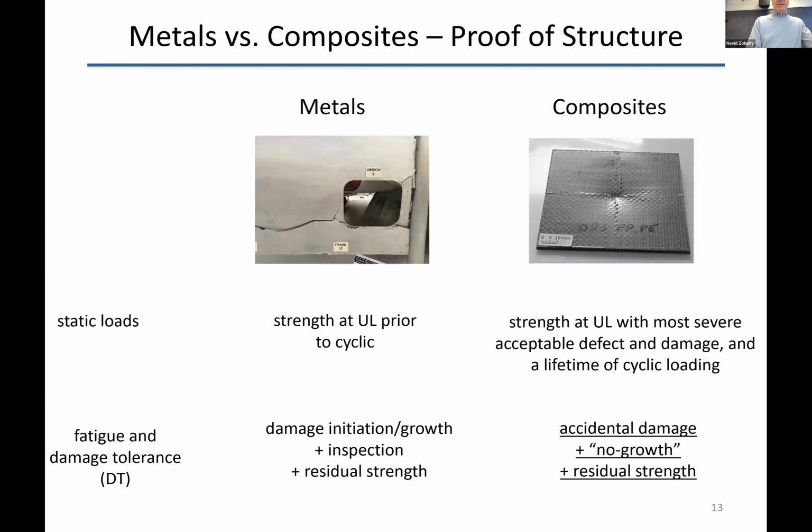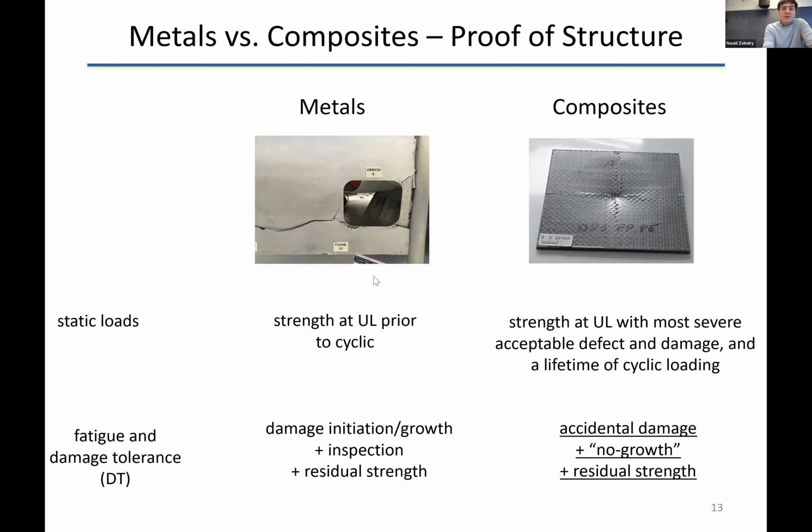Okay, so I've summarized this here, but this is basically what we discussed now. You have a metallic structure, you have a composite structure. Under a static load, you have to show that the strength at ultimate load has a 1.5 safety factor. The metallic structure can survive that without going through fatigue. If you take it through fatigue, its strength drops. Without taking it through fatigue, it can survive 1.5. For composites, you have to show that it can survive 1.5 times with the most severe acceptable defect and damage from manufacturing and a lifetime of cyclic load. It can still survive 1.5. So it's a lot more strict approach to design.